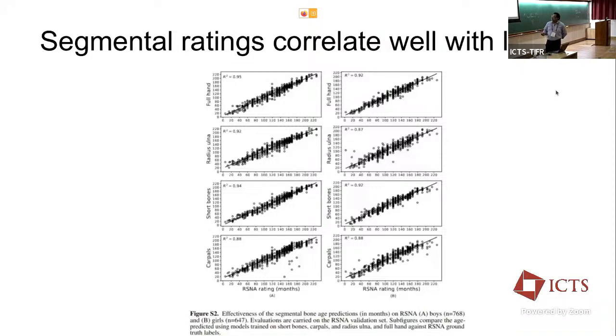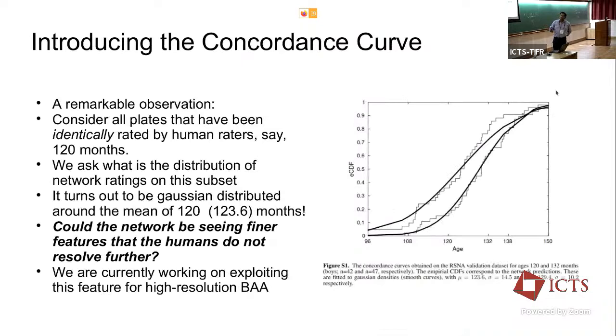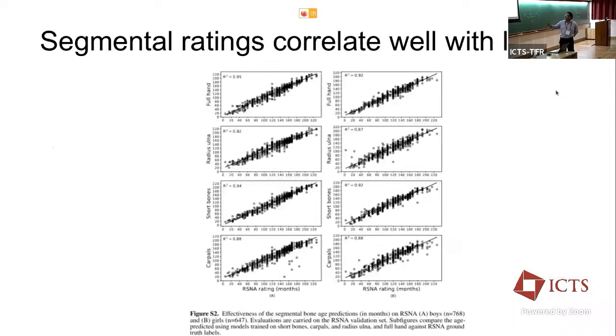Okay, so once we establish that we can get segmental ratings and they do well, the next thing I want to introduce is something called the concordance curve. But I should say that it's a work in progress how we combine segmental ratings in order to get a total bone age. The answer is a little bit complicated, and the story is not quite as mature as I'd like it to be before I'm confident in describing it to you. So I'm going to leave it at that.